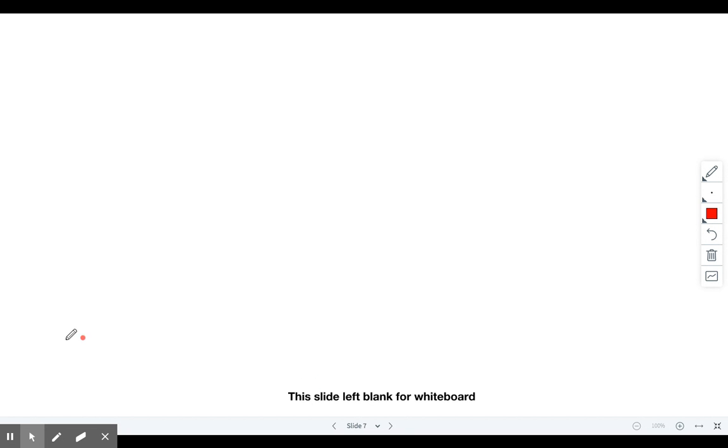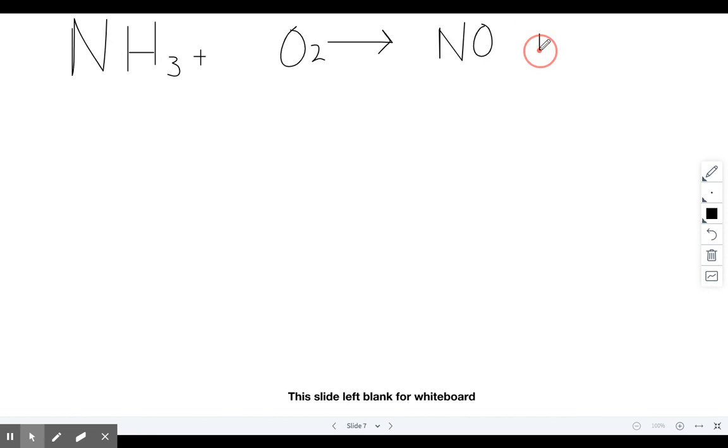So ammonia, NH3, let me change my color, reacts with oxygen gas. So NH3 reacts with oxygen gas, O2, and produces nitrogen monoxide, NO, and I don't like my spacing on my plus sign. I'm going to put plus here. I need to put more space in the back. And water, H2O.